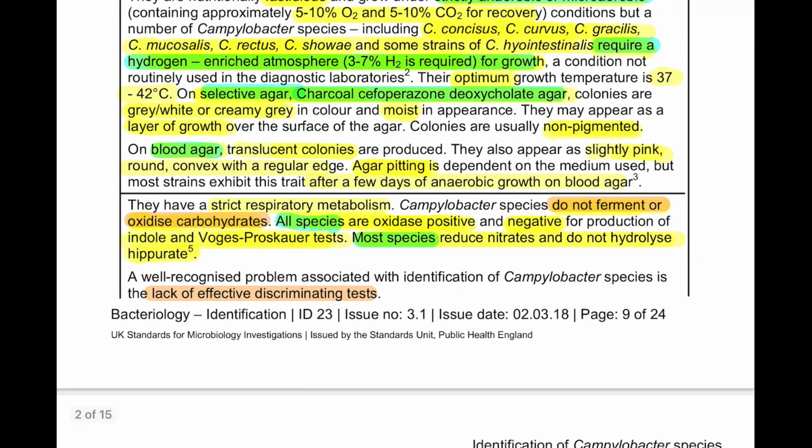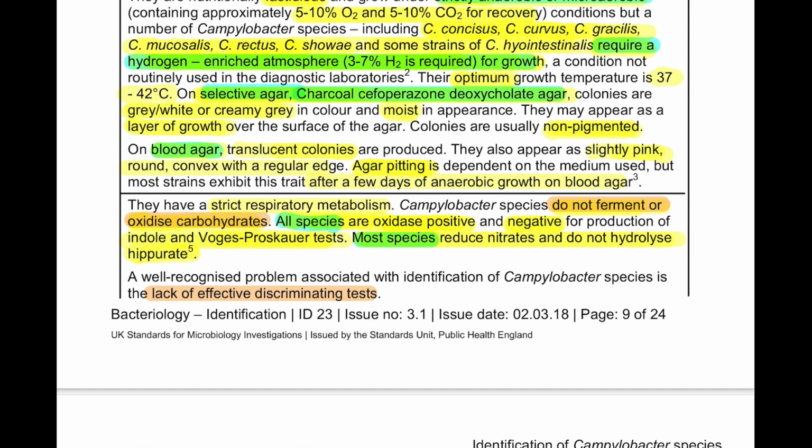When we talk about identification, it has a strict respiratory metabolism. It does not ferment or oxidize carbohydrates. All species are oxidase positive. So this is very important. All Campylobacter are oxidase positive, and they are negative for indole and Voges-Proskauer. So indole is negative, Voges-Proskauer is negative, and oxidase is positive. And most species reduce nitrate and hydrolyze hippurate is negative. So this is for most species. That means some species may not reduce nitrate and some species may hydrolyze hippurate. That is the meaning of that.